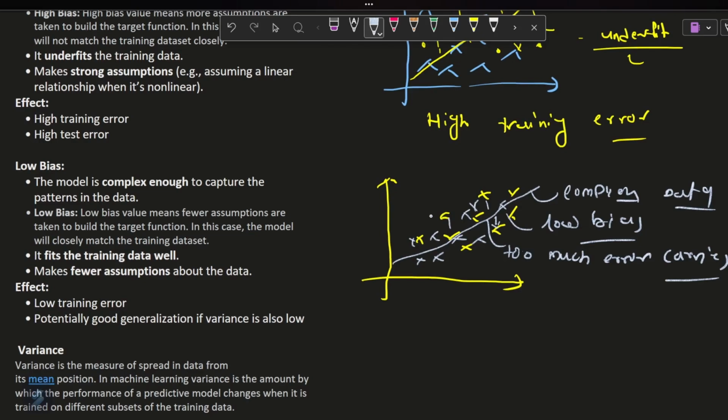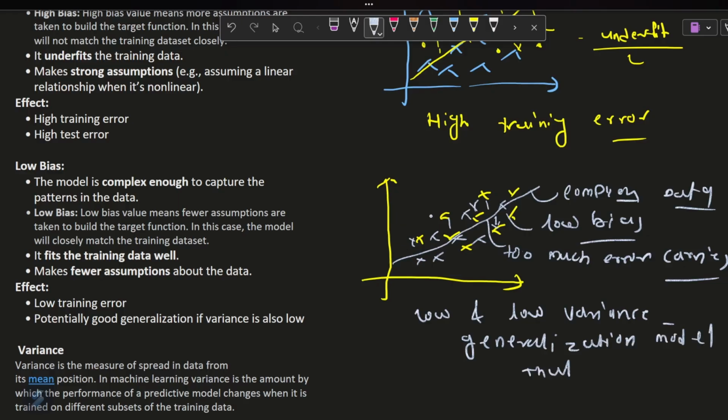And basically, when the model has low bias and low variance, it is a generalized model, the generalization model that we want.